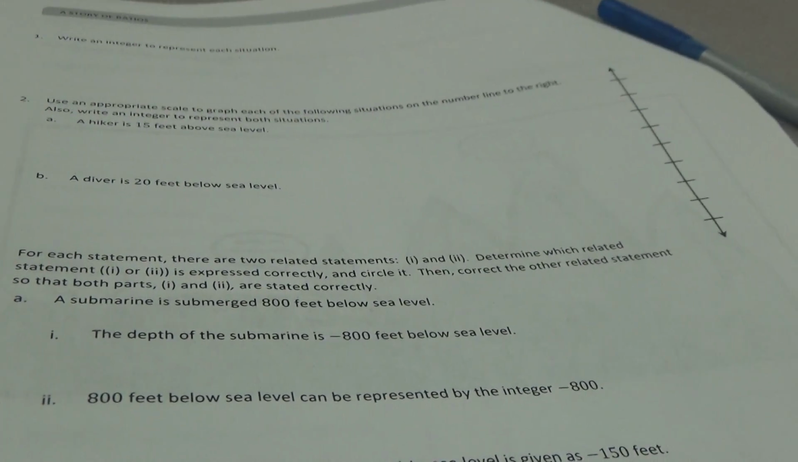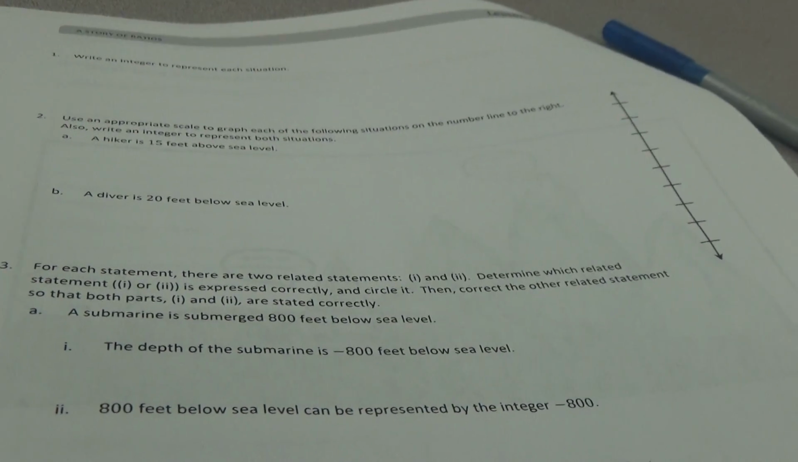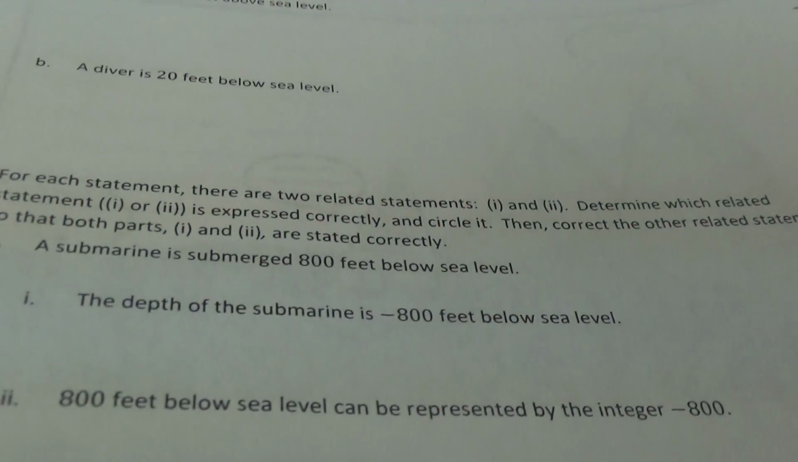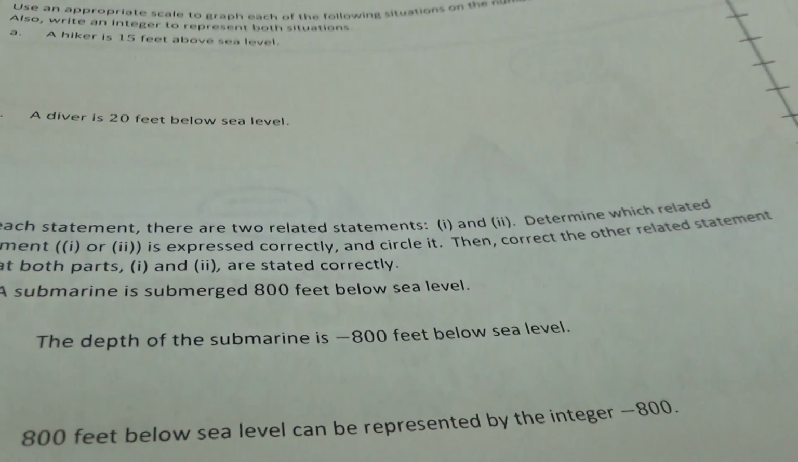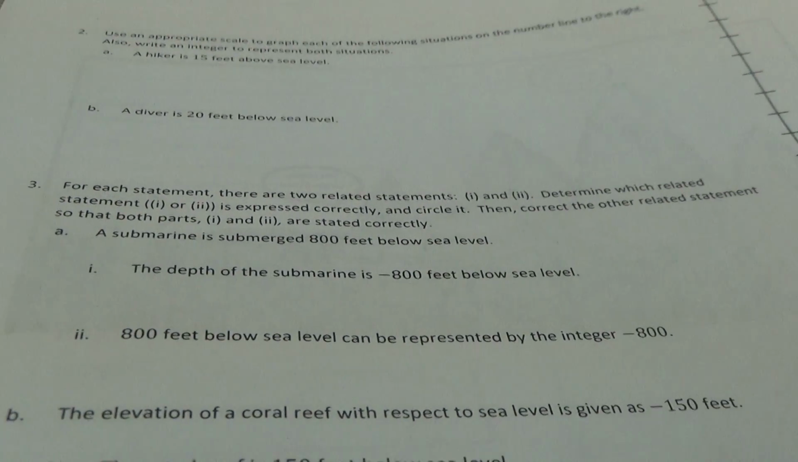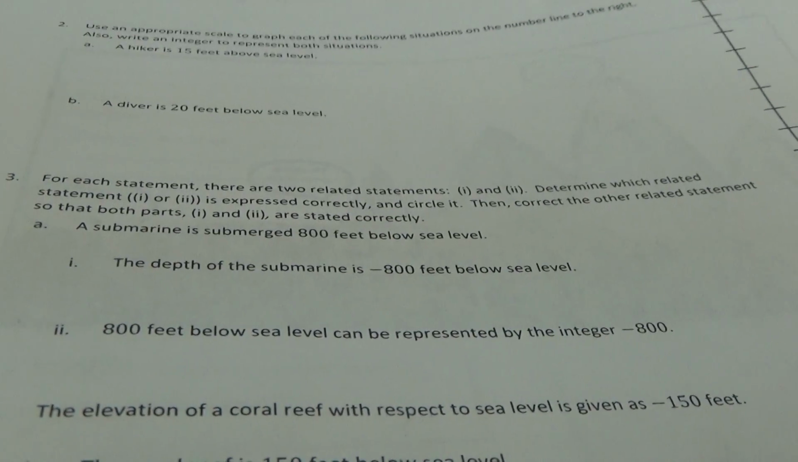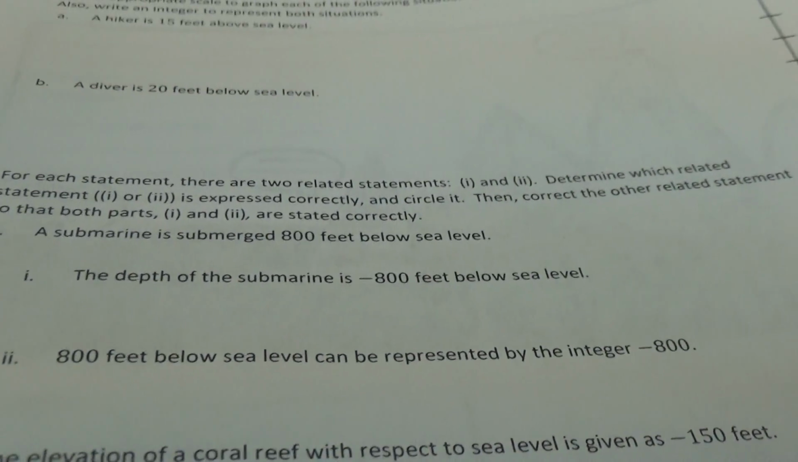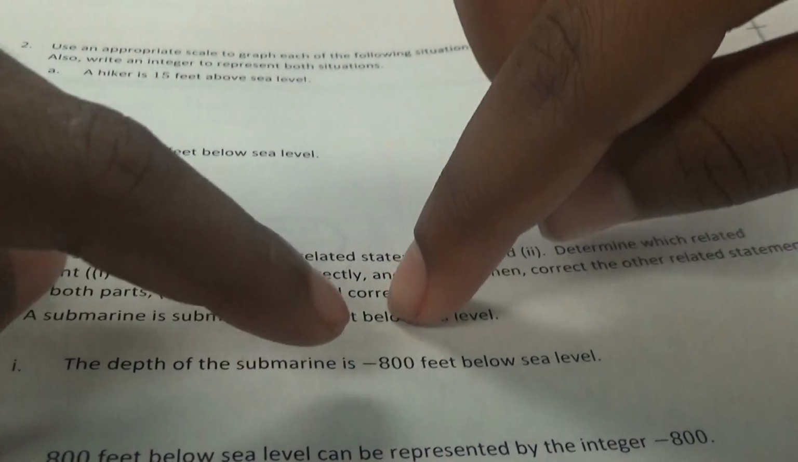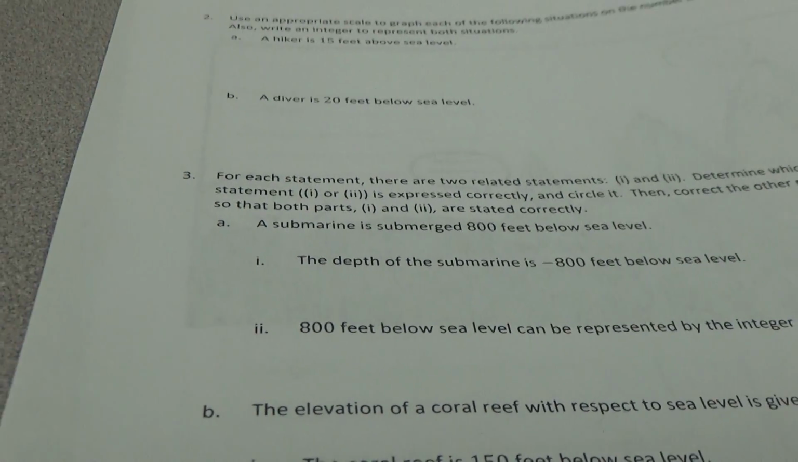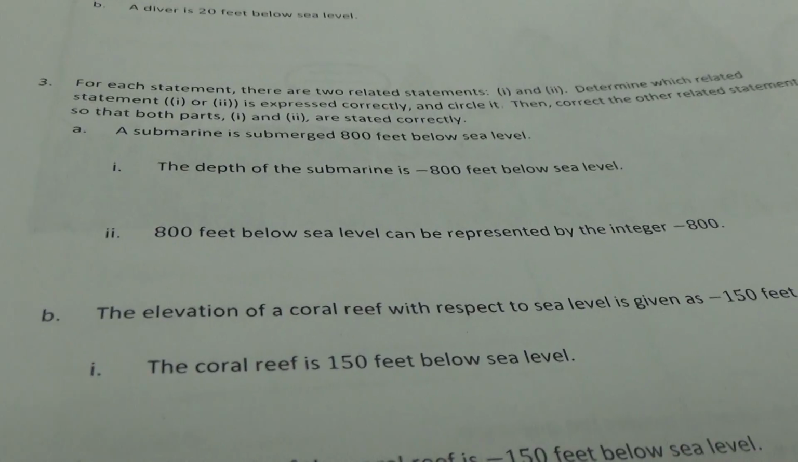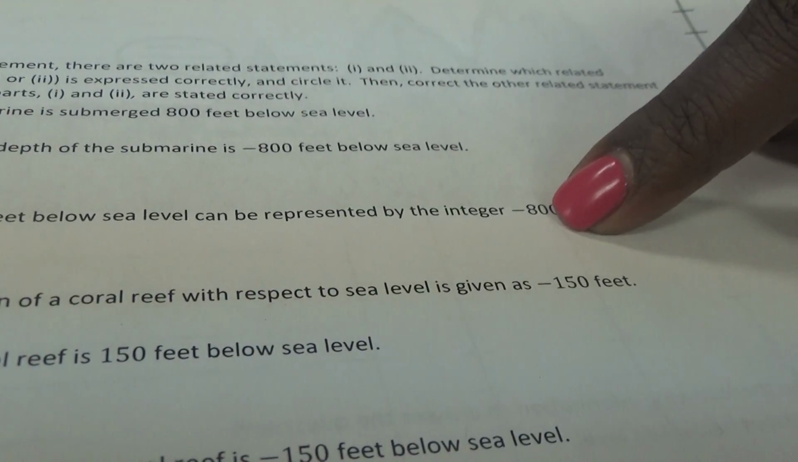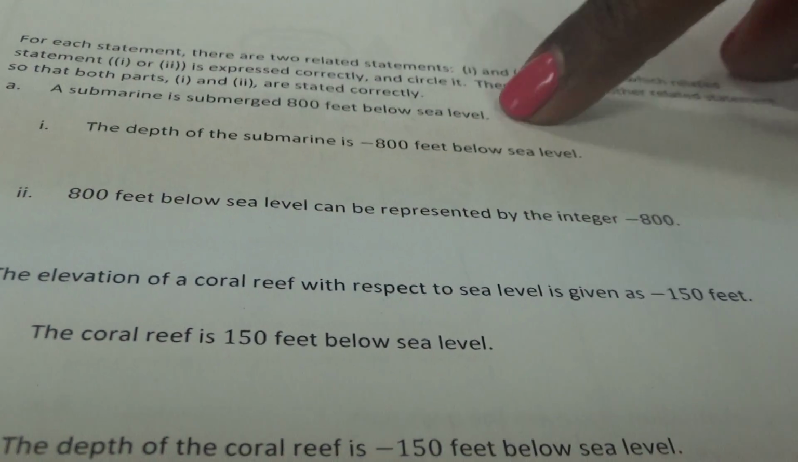So which one do you think you're going to circle? Does anyone know? I'll give you a second to think about that. Okay, so what you should circle, and I want you to put your finger by the one that you should circle, is the one that says 800 feet below sea level can be represented by the integer negative 8,000. It should be right beside your number 2. See that? This is the one that you should circle to represent this situation.